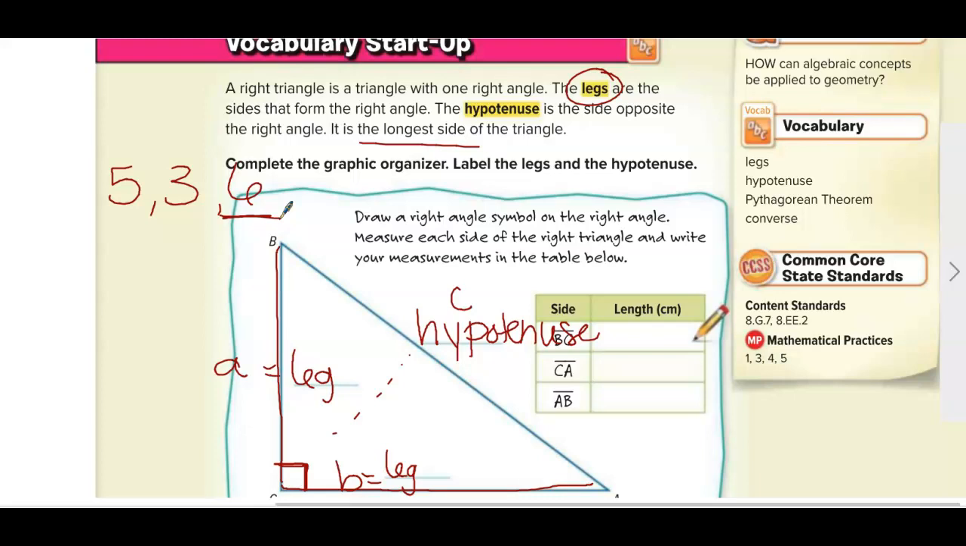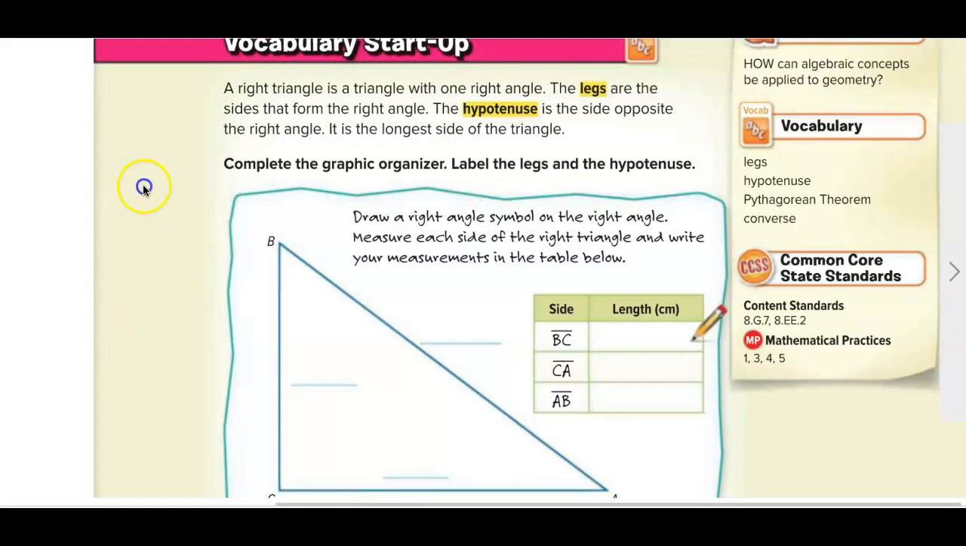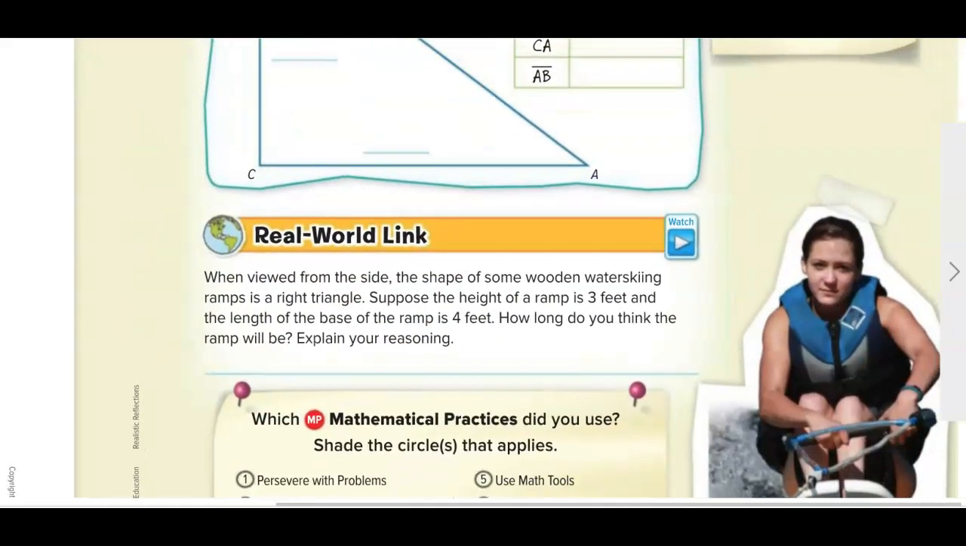So we've already actually done the top. We're not going to measure the lengths, but we are going to go down to the real world story problem. So it says, when viewed from the side, the shape of a wooden water ski ramp is a right triangle. Suppose the height of the ramp is 3 feet and the length of the base of the ramp is 4 feet. How long do you think the ramp will be?